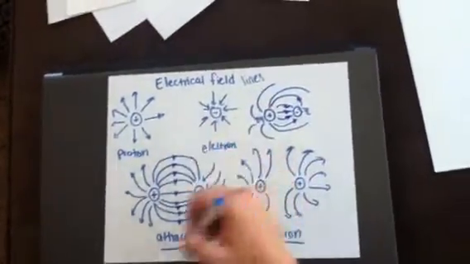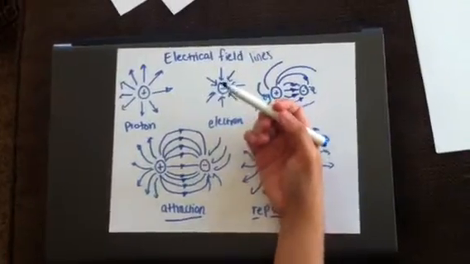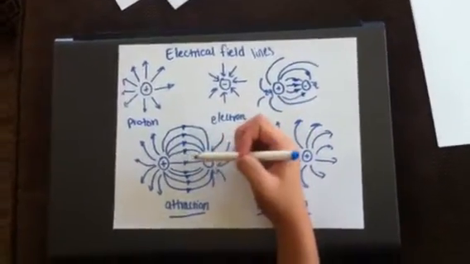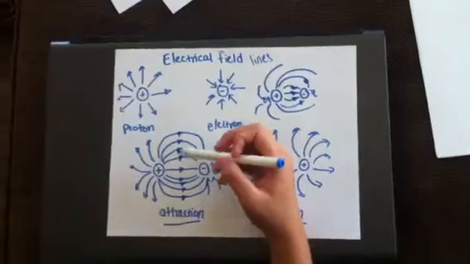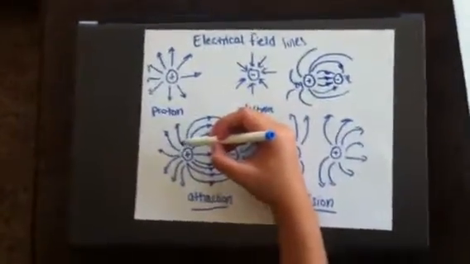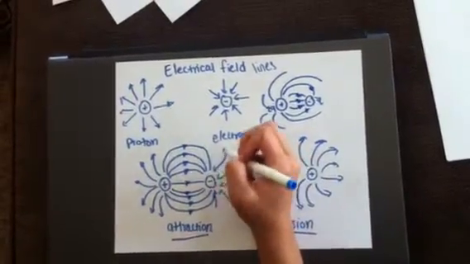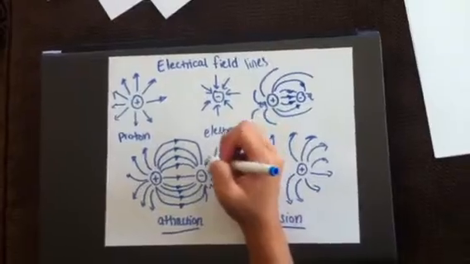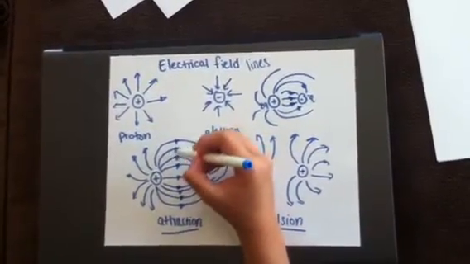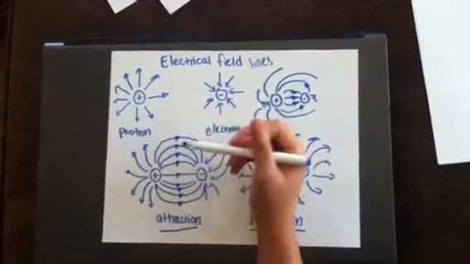And when you put the two of them together, it will form an attraction. As we learned before, when there are two opposite charges, they will attract one another. So as we can see here in the diagram, it attracts. Since proton is going outward like this, and this is electron that has a field line coming towards it, when you put the two of them together, they will form an attraction, which can be seen right here.